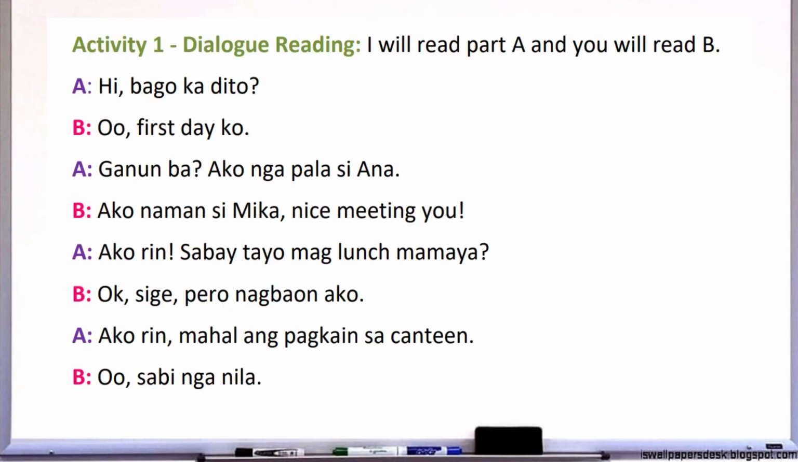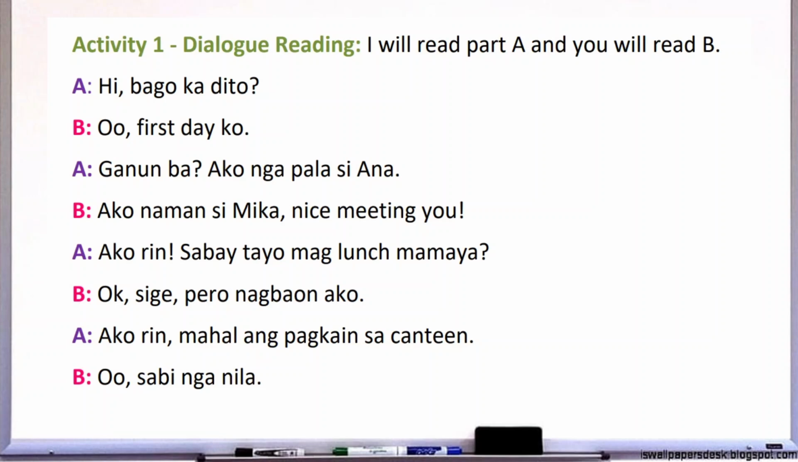In lesson 5, I gave you this dialogue as an example on how to start a conversation in Tagalog. Now, we are going to read this one. I will be part A and you will be part B. You need to read this as if you are really the one saying the dialogue, okay? Are you ready? This is activity 1.